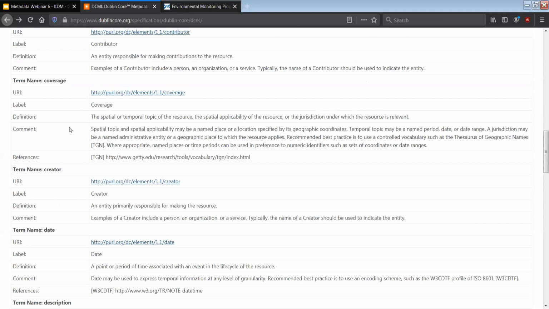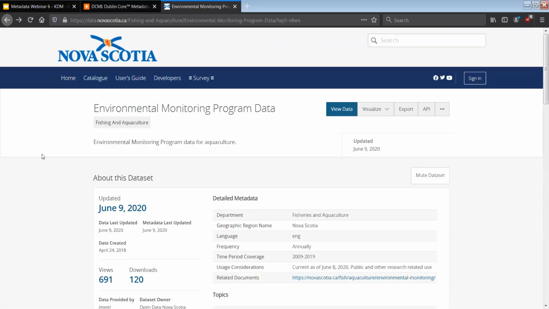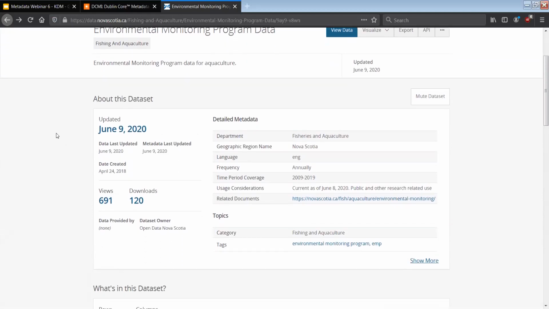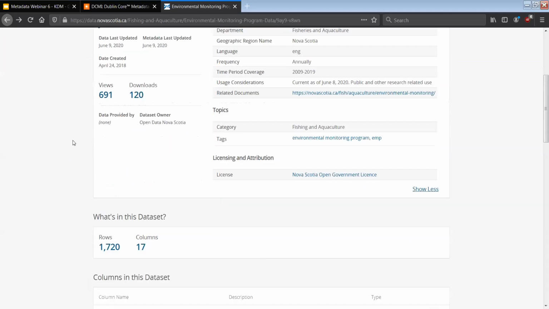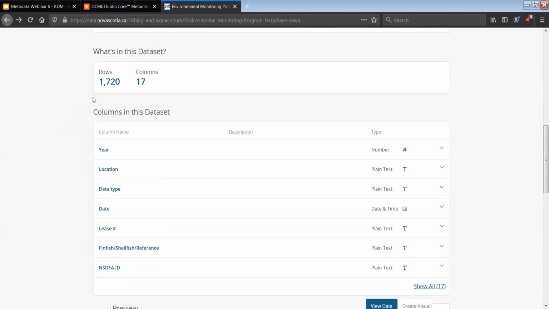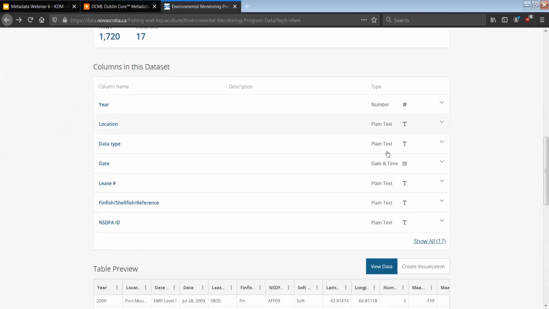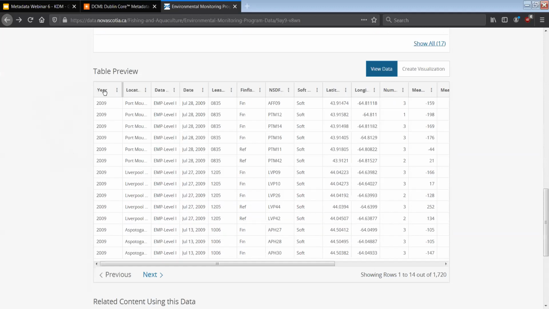And the data set is this one from Open Data Nova Scotia for environmental monitoring program data for aquaculture. In this case, there is some metadata here already. It's not structured according to Dublin Core, but there are definitely things here that we can use in Dublin Core. There's also some more metadata over here that's structured a little differently. We have an overview of how big the data set is, how many columns are in it, what they're called, and what values are in it, which is essentially that value restriction I mentioned. And then we can see a preview of the table where there are the columns and the data themselves.